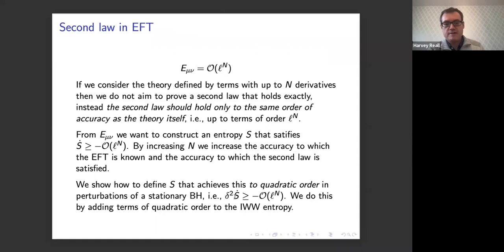So the second variation of S dot around a stationary black hole is positive modulo possible terms of order little l to the big N. And we do this by taking the IWW entropy, the thing that Iyer-Wald-Wall gave us, and we add new terms of quadratic order to that entropy in order to achieve this.